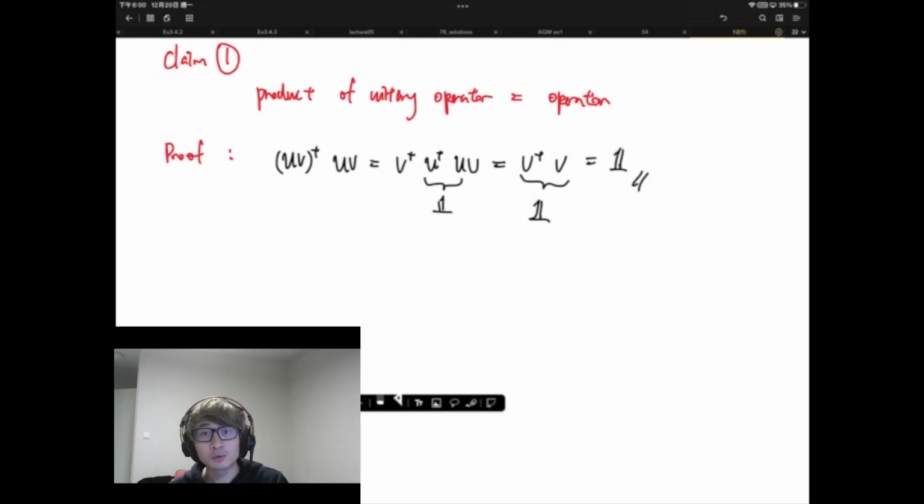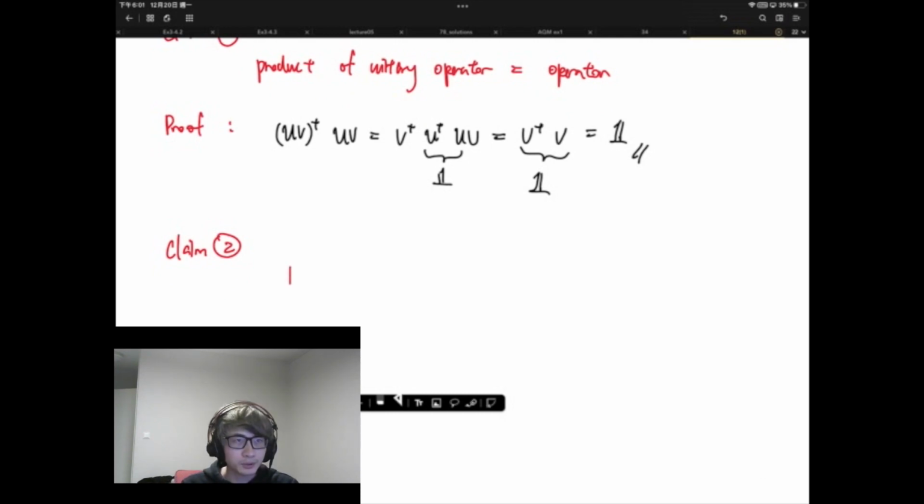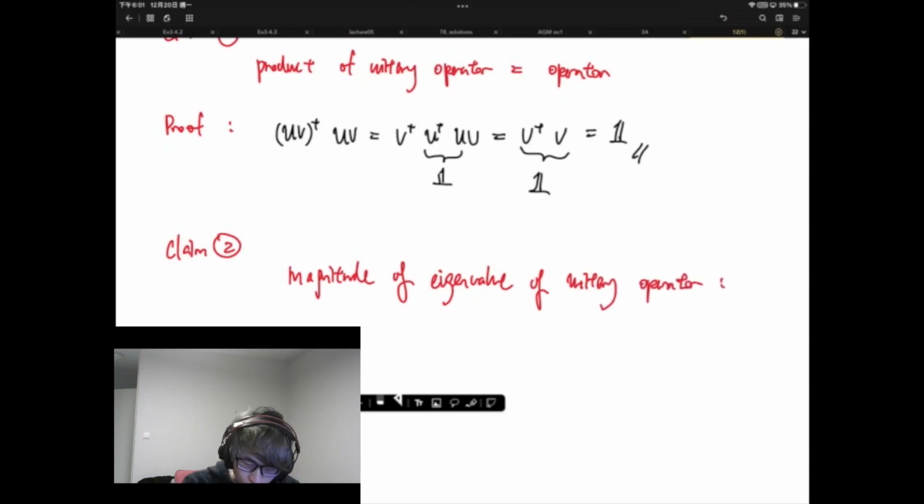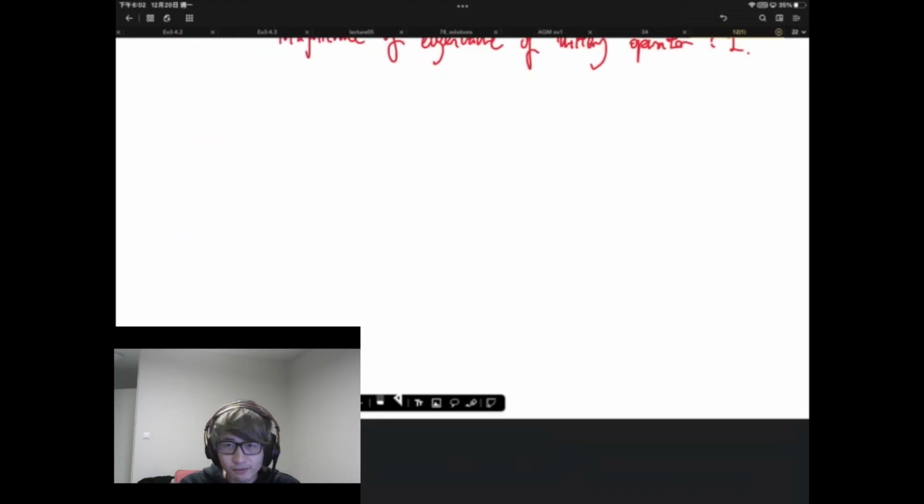Now we come to the second claim regarding the eigenvalue equation. That is, the magnitude of the eigenvalue of the unitary operator is equal to 1. So claim 2: the magnitude of the eigenvalue of a unitary operator is 1. We can express this in an equation. That is our eigenvalue lambda. So we square its magnitude, that is equal to 1. So we expect that the magnitude of lambda is equal to 1. So how can we get to this result? Now we have the unitary operator acting on the eigenstate lambda, which gives out the eigenvalue lambda times the eigenstate lambda.